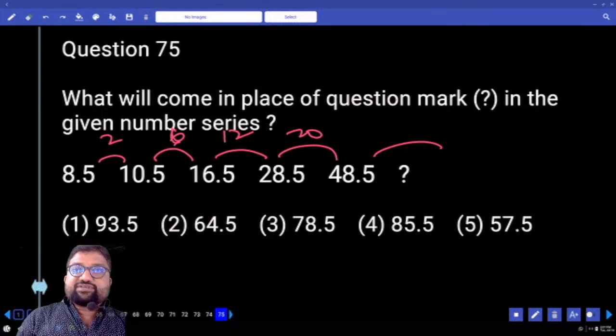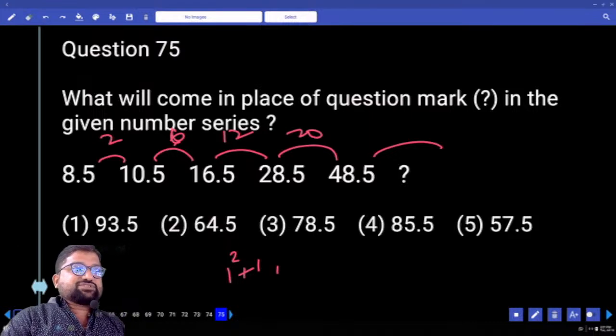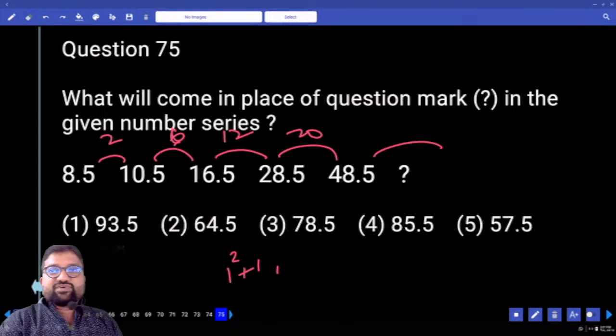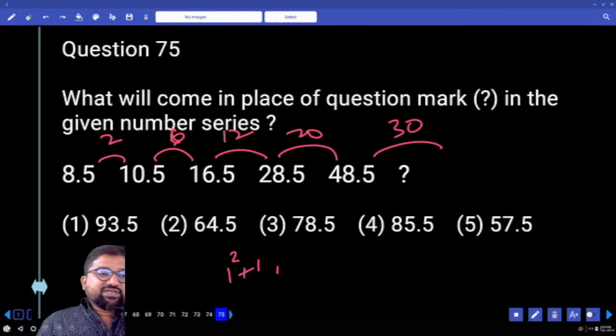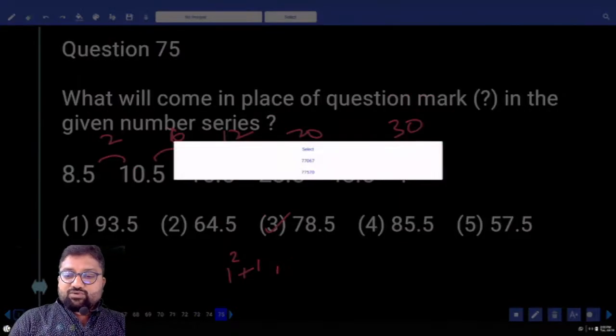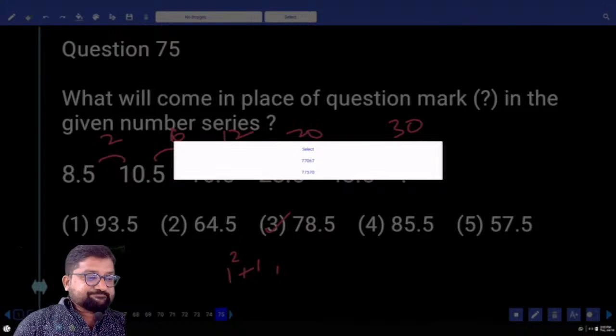2, 6, 12, 20. 1 square plus 1, 2 square plus 2, 3 square plus 3, 4 square plus 4, 5 square plus 5. How much is this? 30. 48.5 plus 30, 78.5. Option number 2.